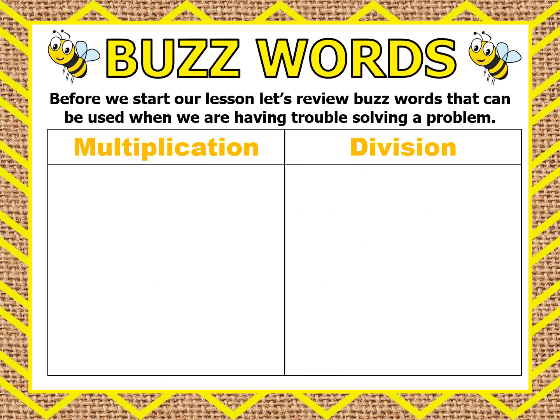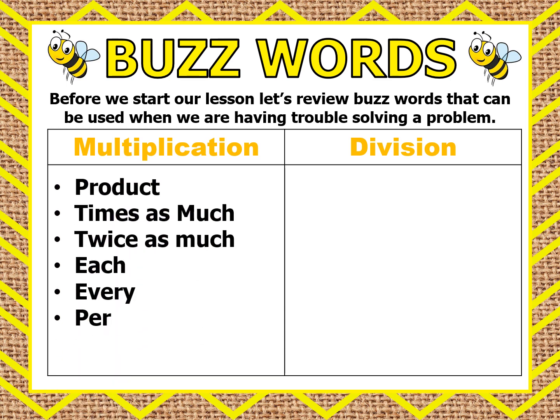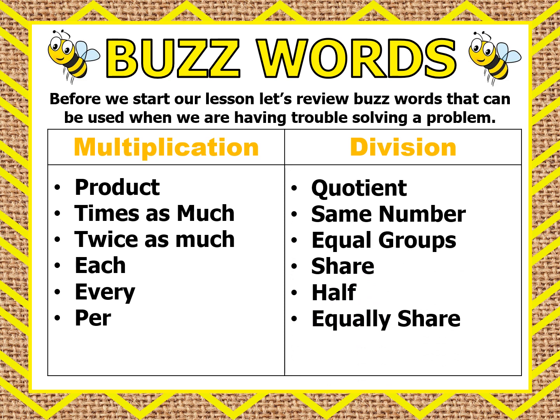Before we start our lesson, let's review buzzwords that can be used when we are having trouble solving a problem. Remember guys, we only use these words when we are really confused and we have no other options. Buzzwords for multiplication include product, times as much, twice as much, each, every, and per. Buzzwords for division include quotient, same number, equal groups, share, half, and equally share. Can you think of any other buzzwords?